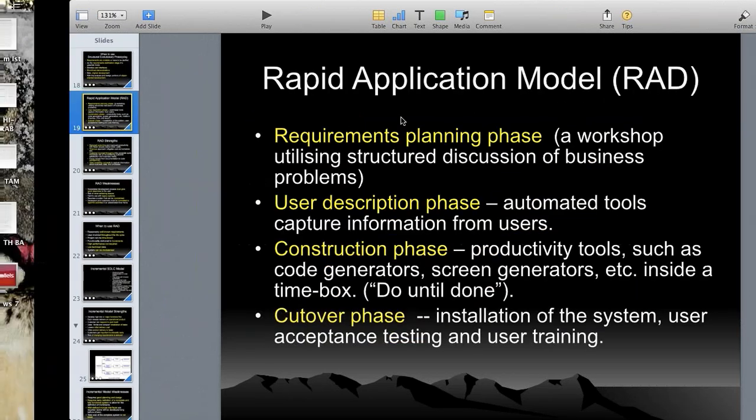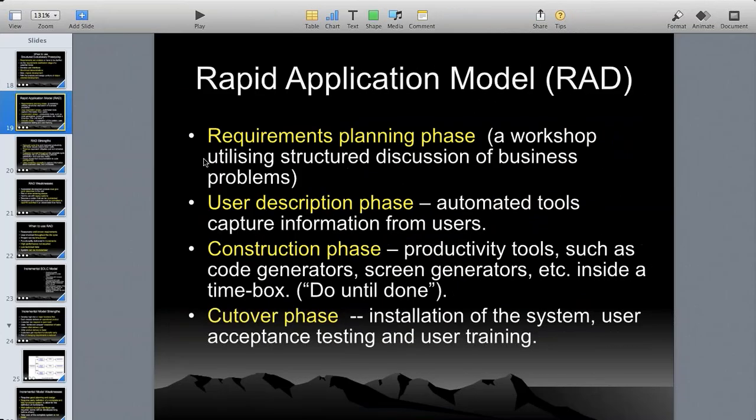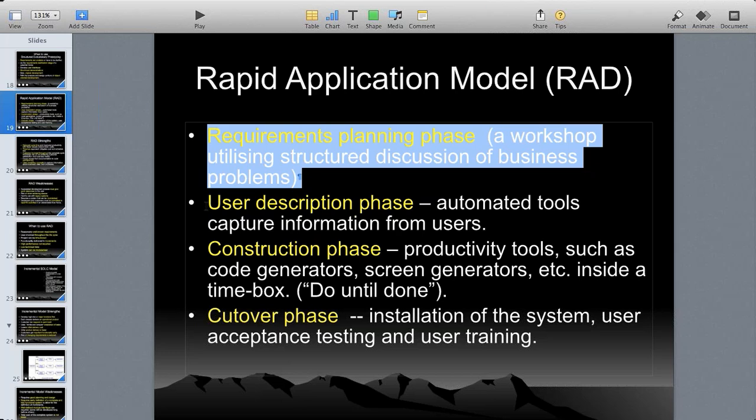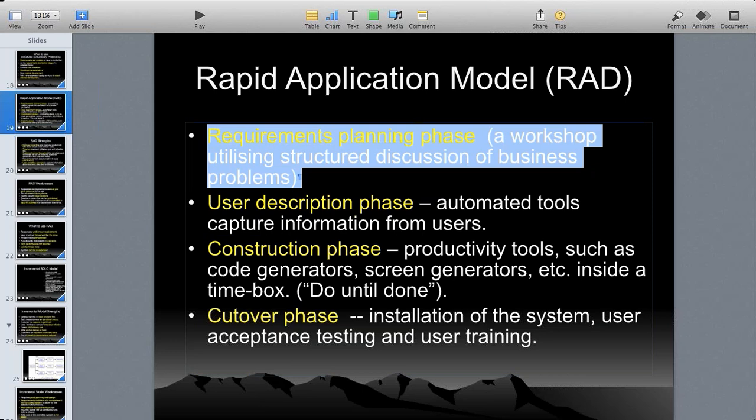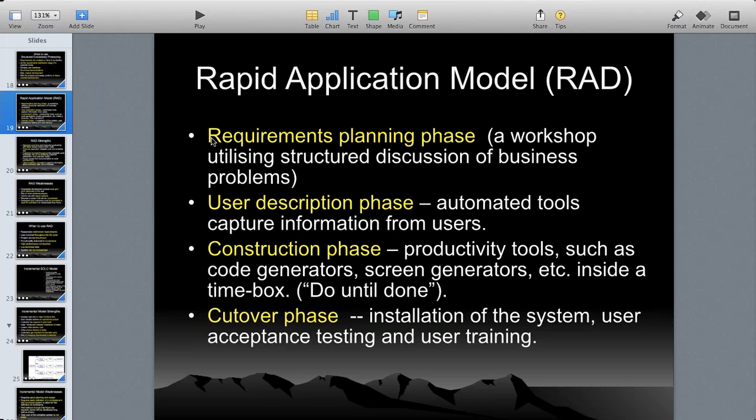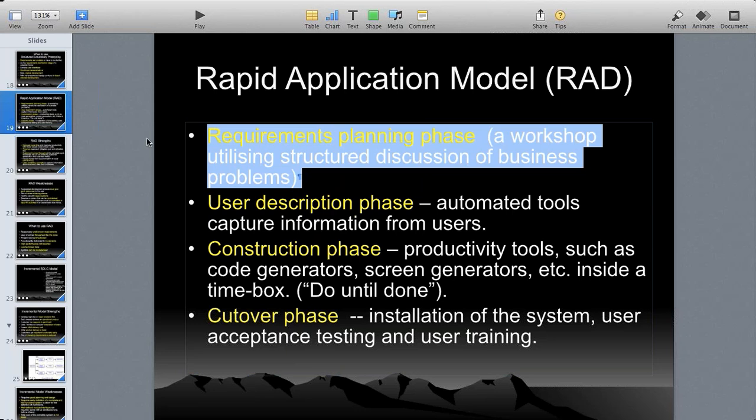Rapid Application Development Model. Look at these stages. We have requirement planning phase, user description phase, construction phase, and cutover phase. Where is the analysis phase? Where is the designing, development, and testing? Of course, they are here. So what Agile said, speed up or bypass, right? So we speeded up the analysis phase, and we call it the requirements planning phase. The requirement planning phase is the analysis phase only.